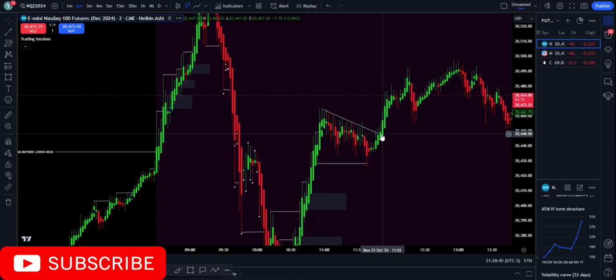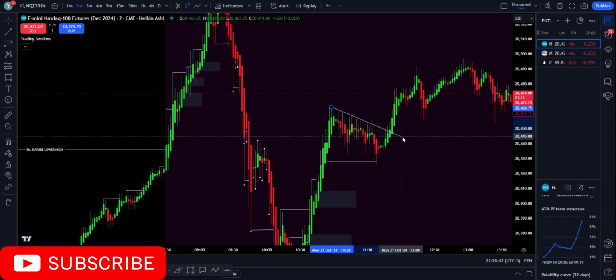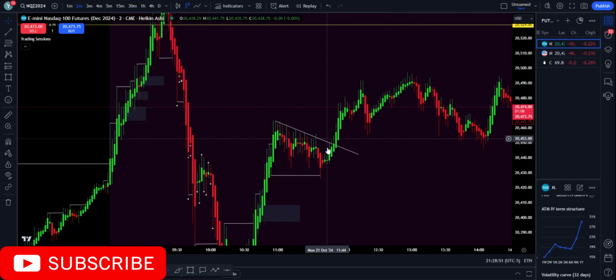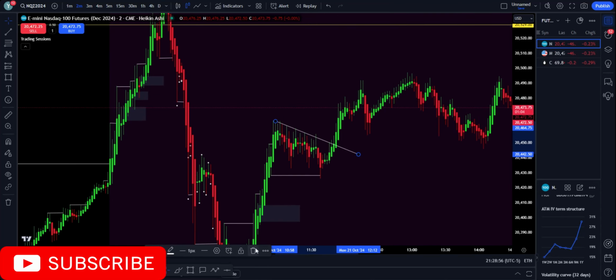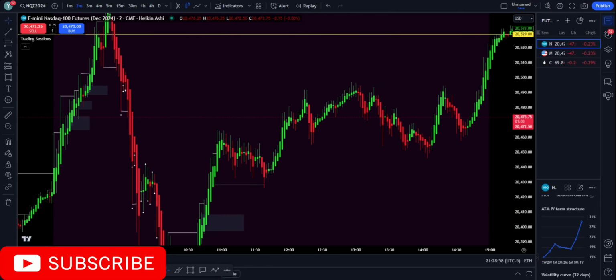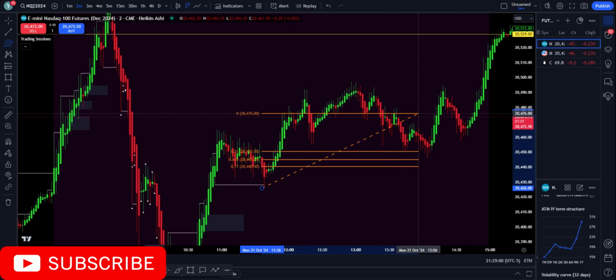So once we take out this side, because all these are touching, once we take out this side, we can start looking for a buy, and that's pretty much what happened, which is fine as well. So guess what happens again on this one? So let's go ahead and draw a 50% retracement.